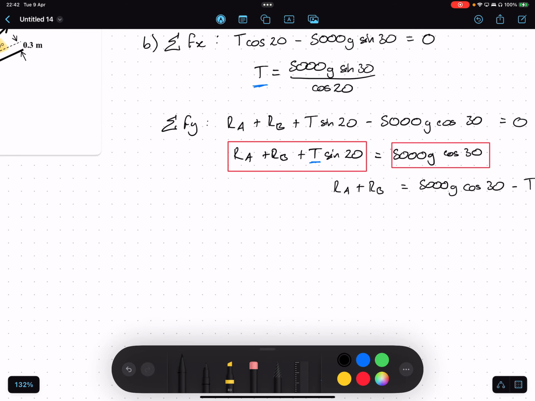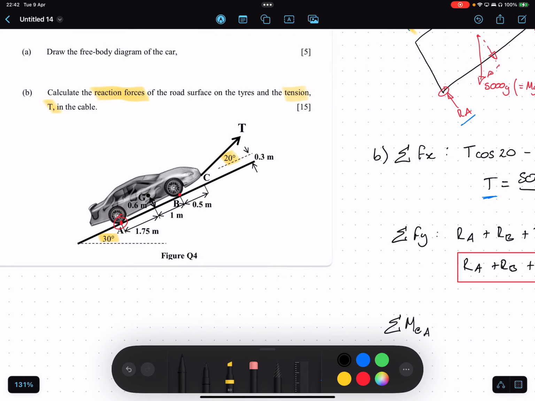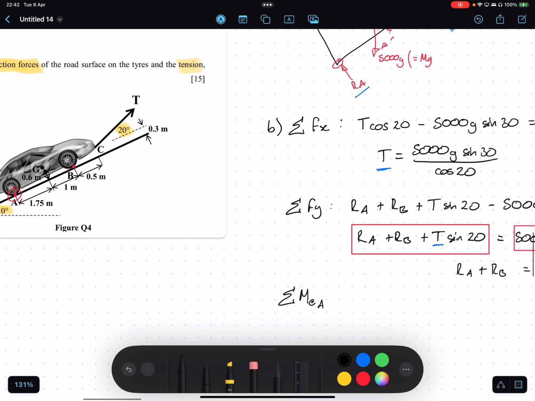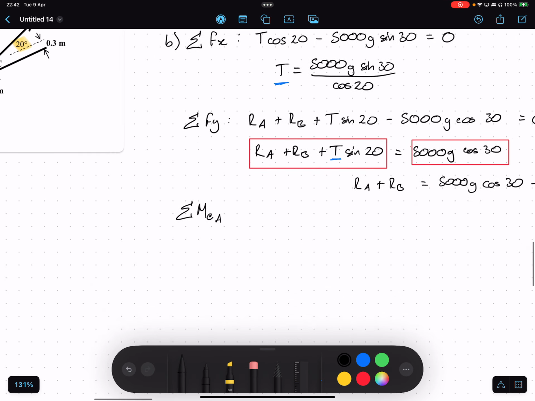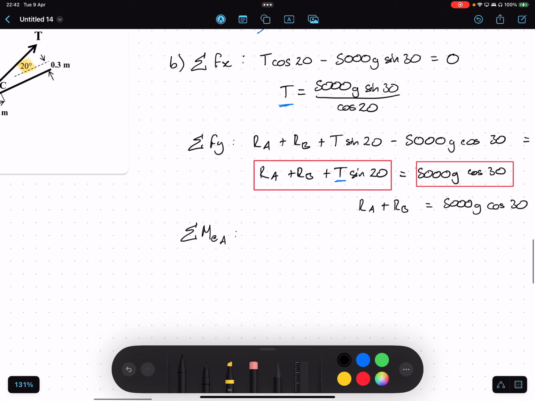So let's pick up where we left off in B. So the sum of moments about A, and we've chosen A just because it's easier to take moments around. We have distances relative to A, and so it just makes sense to go from A. We know that, of course, these are going to be equal to 0. We'll put that in at the end, though. So let's start taking moments.